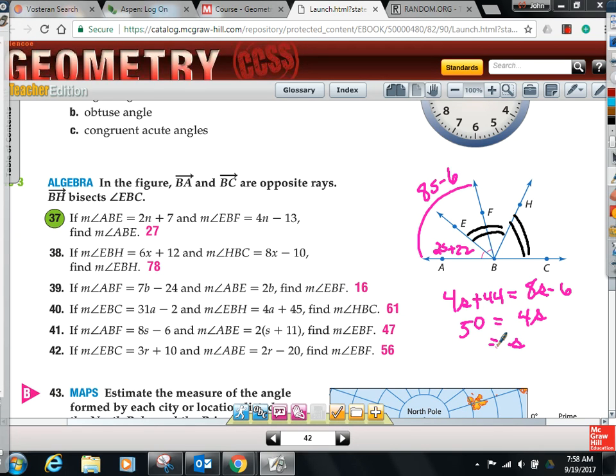S is equal to a little more than 12, 12.5. Okay, 12.5. I don't think I was asked to solve for S, though. I was looking for EBF. So EBF, where do I plug this 12.5 into? 2S plus 22, because these 2 are equal to each other. So I plug that 12.5 in for S in 2S plus 22, and I should end up getting 47. Good? Okay.